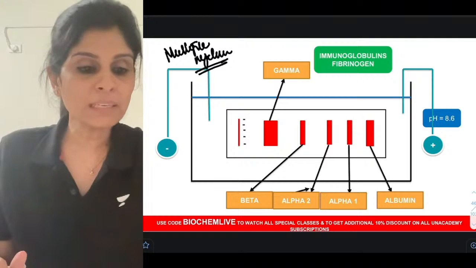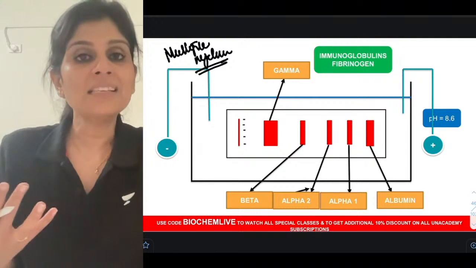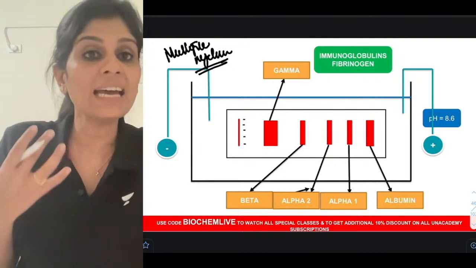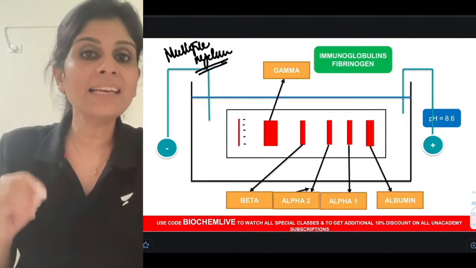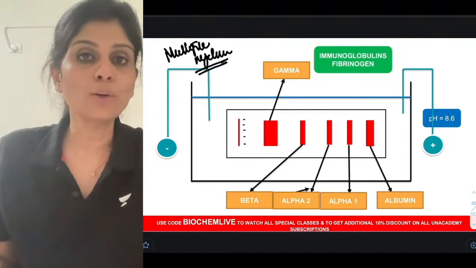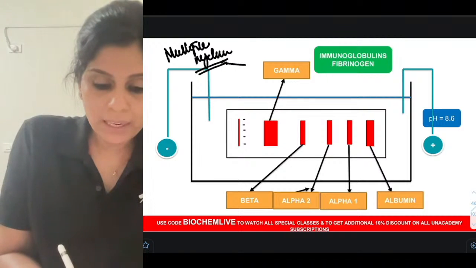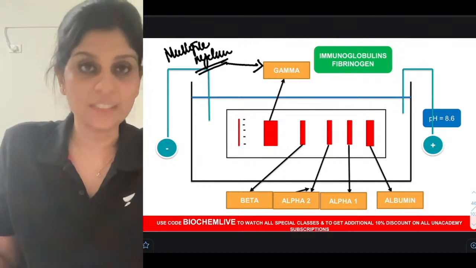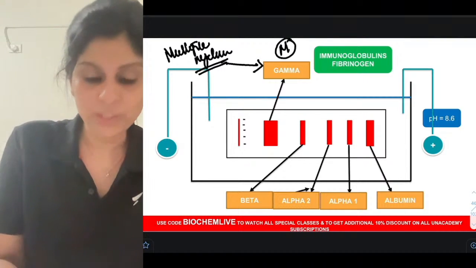Because what is multiple myeloma? Multiple myeloma is a plasma cell neoplasia wherein there is excess production of an antibody. So when there is excess production of antibody, which band will get affected in multiple myeloma? Antibody is seen in the gamma region. So in multiple myeloma, it's the gamma band which gets affected. And that is the M band, about which I will tell you in the next question.